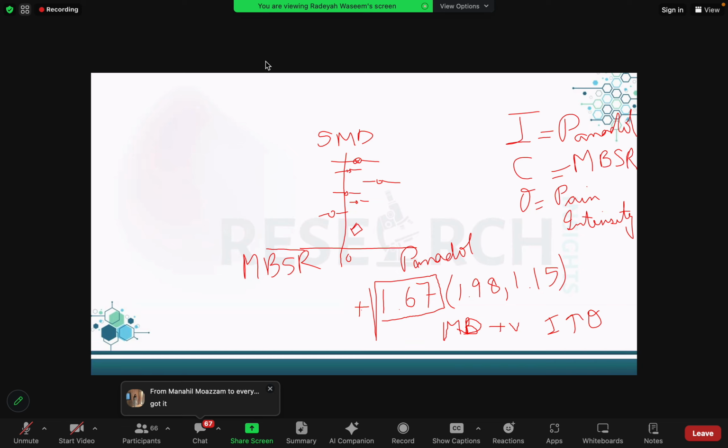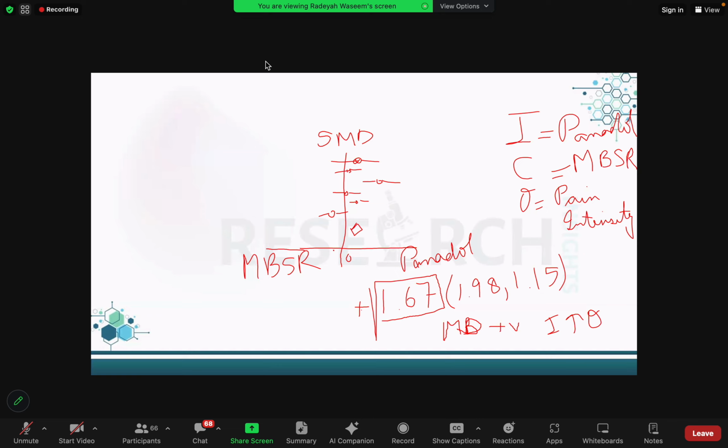Okay, Abdus asks: if Panadol is increasing the pain intensity, then why is the diamond not towards control? Basically, Abdus, Panadol is increasing the pain intensity, okay? This is telling you that Panadol is significantly increasing the pain intensity, so control is better, okay? That conclusion is for you to draw. The diamond is just showing you which side the outcome is increased, that Panadol is increasing the pain intensity compared to MBSR.